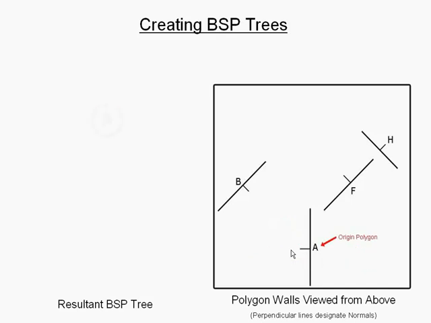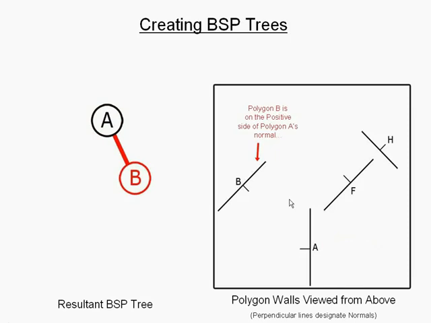And as we just said, A is going to be the origin. And as the resultant BSP tree, we're just going to build the resultant tree on the left side here for this particular scene. So we start out with A, our origin polygon. And polygon B is on the positive side of polygon A's normal. So this guy is facing B, right? That's right. So this is going to be put on the right side.